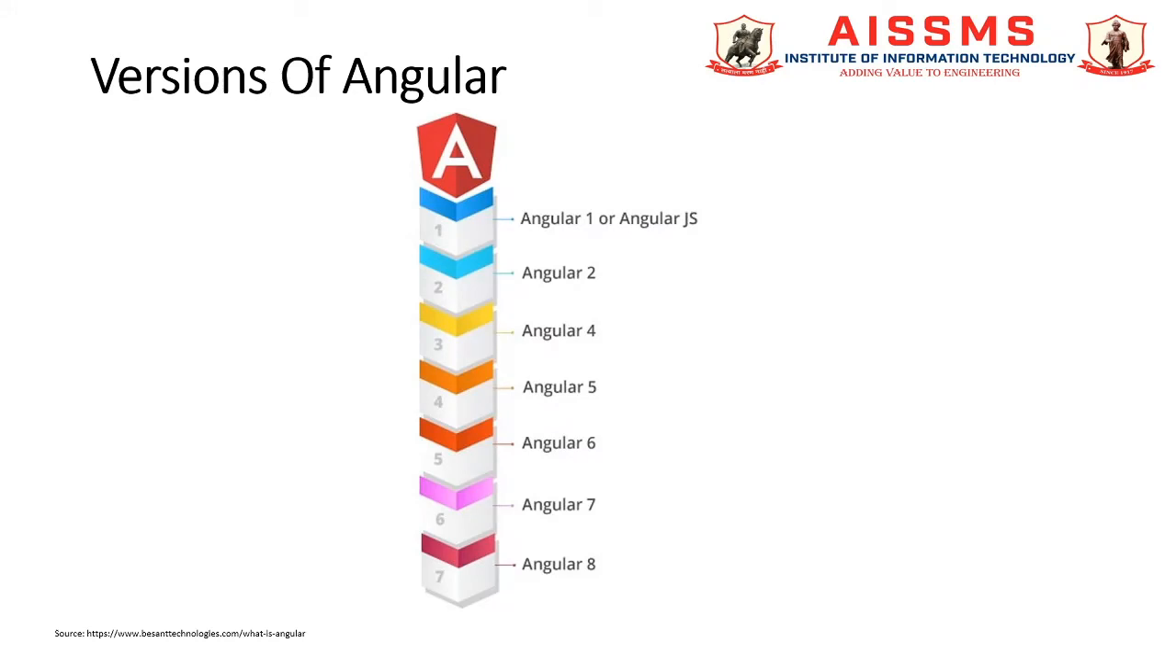Next version is Angular 7. In October 2018, Angular 7 got released. Minor visual changes and enhancement in material design can be seen in Angular 7.